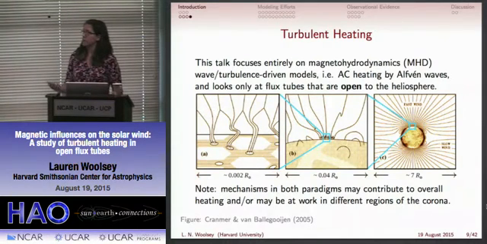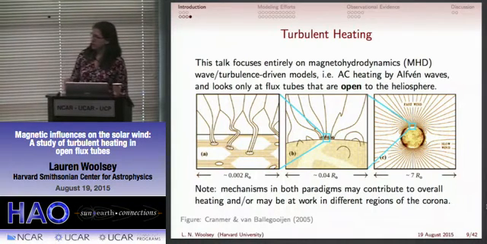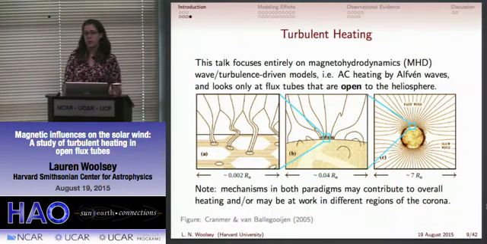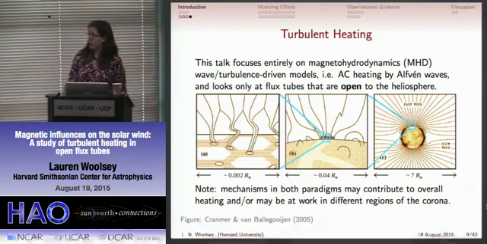So this talk in particular is going to focus entirely on sort of that wave and turbulence-driven paradigm, the AC heating by Alfvén waves. And we're looking only at flux tubes that are open to the heliosphere. So there's one foot point in the corona or in the photosphere, and that opens up to the heliosphere rather than a loop. So this diagram shows that on the left, at very small scales, at the granulation scale, you're getting the magnetic field coming up in between those granulation cells, and that's what's being moved around in the driving motions. Those magnetic fields sort of connect into this canopy at the supergranulation scale, where they're all coming in through the network of the supergranulation.